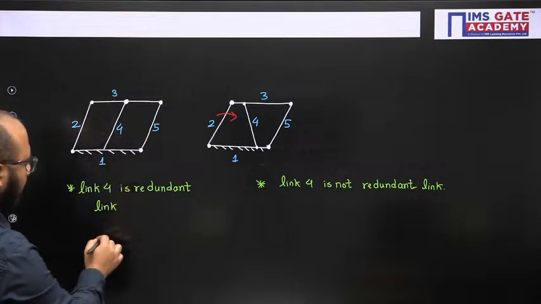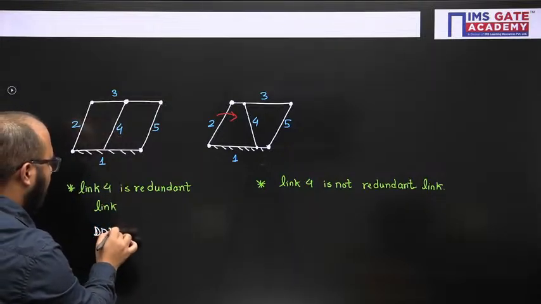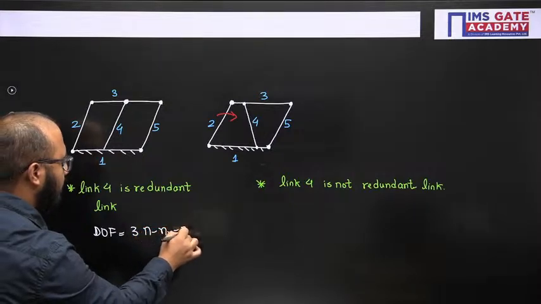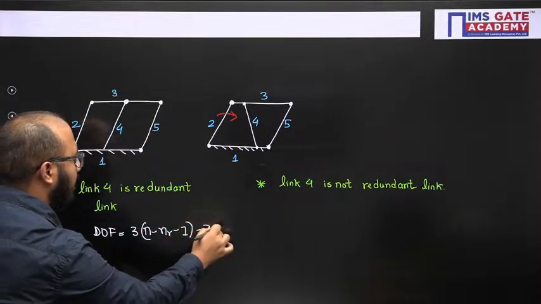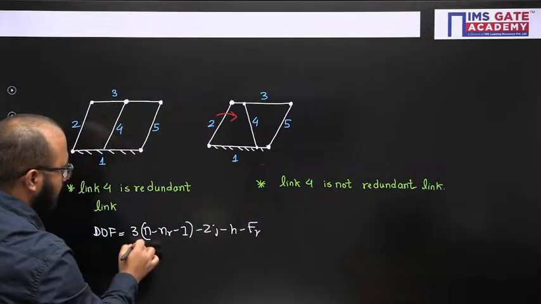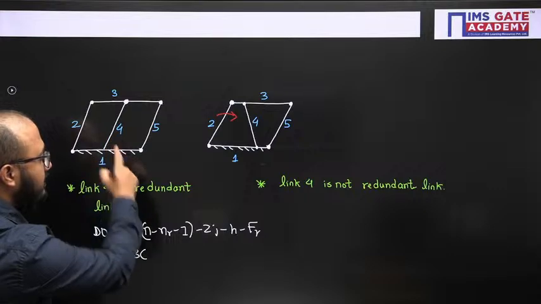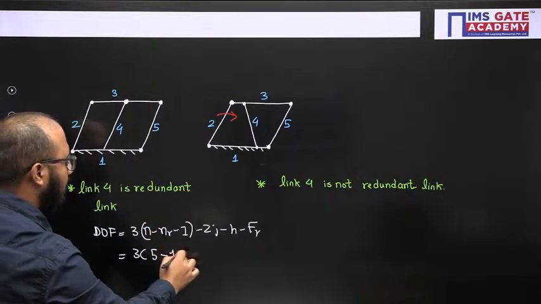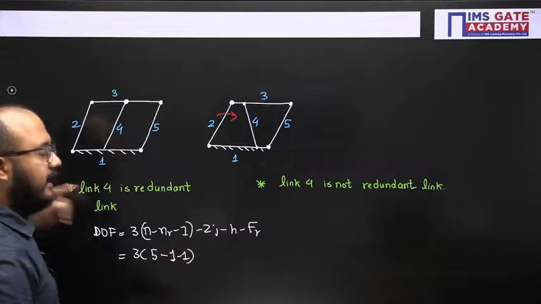So like this one, for degree of freedom, we have to apply the formula 3 into n minus nr minus 1, minus 2j minus h minus fr. So the number of links we are having is what? 5. In this case, the redundant link is 1. Okay. So the redundant link you have subtracted.